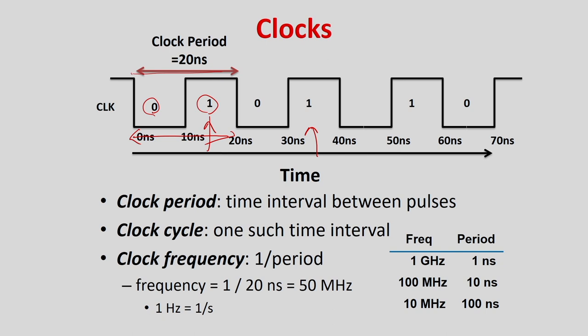So this clock period of 20 nanoseconds is one cycle. Clock frequency is 1 by period, or the number of cycles per second. For example, if the period is 20 nanoseconds, the frequency is 1 by 20 nanoseconds, which is 50 megahertz. Clearly, 1 hertz is 1 pulse per second. For example, in our electrical circuits, in our institute and in most places in India, the electric signals use 50 hertz.